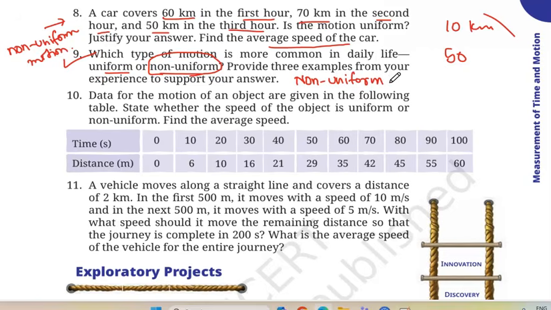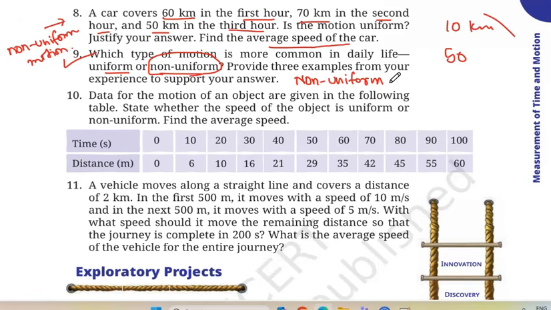The reason is, again, as I told you, due to traffic, rough and uneven roads, and other obstacles, the speed does not remain constant. It continuously changes with time. Now, can you give 3 examples to support your answer?